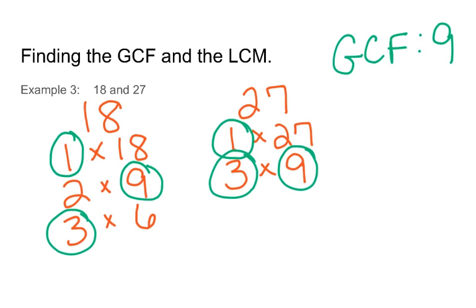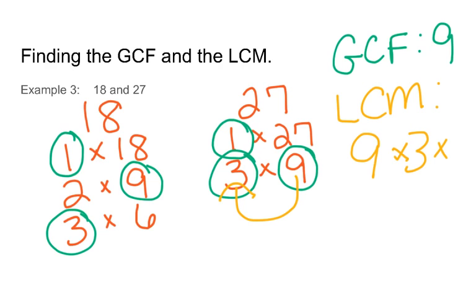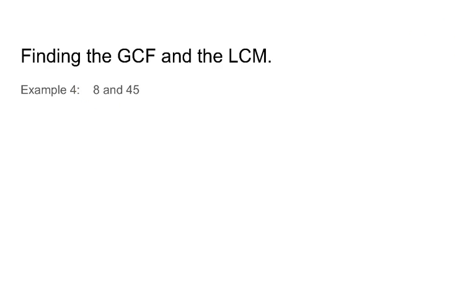Then we see what was paired with the 9 for the LCM. We take the GCF times what was paired with this 9? A 3. What was paired with this 9? The 2. So 9 times 3 times 2 is 54. So that is our LCM. Our last example is 8 and 45.